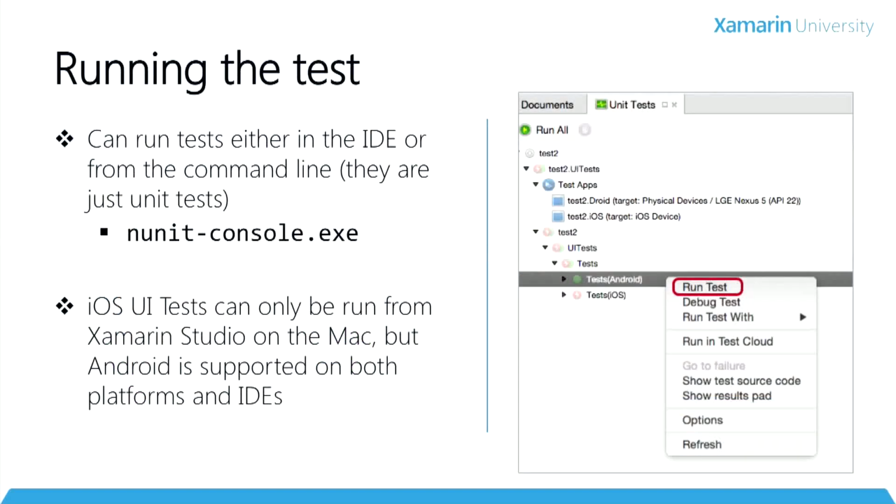To actually execute the tests, you just run the test harness. Since we're using NUnit to write the acceptance tests, we can just execute NUnit to run them as well. This can be done through the IDE or from the command line using the NUnit console.exe. One restriction to be aware of, you can only run iOS UI tests from Xamarin Studio on the Mac. It's not supported in Visual Studio yet, although that is on the roadmap for a future release. Android is supported in all environments, Windows or Mac, Visual Studio or Xamarin Studio.